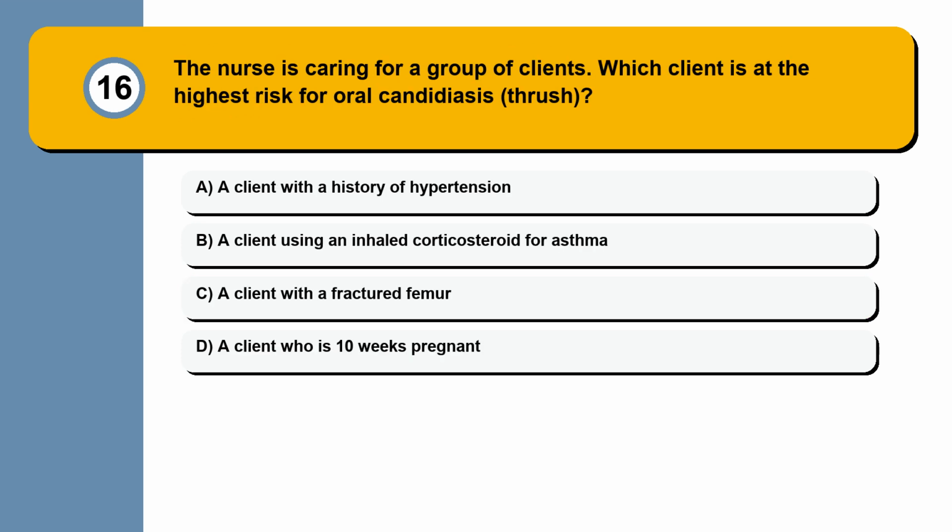Question 16. The nurse is caring for a group of clients. Which client is at the highest risk for oral candidiasis, thrush? A client with a history of hypertension. A client using an inhaled corticosteroid for asthma. A client with a fractured femur. A client who is 10 weeks pregnant.